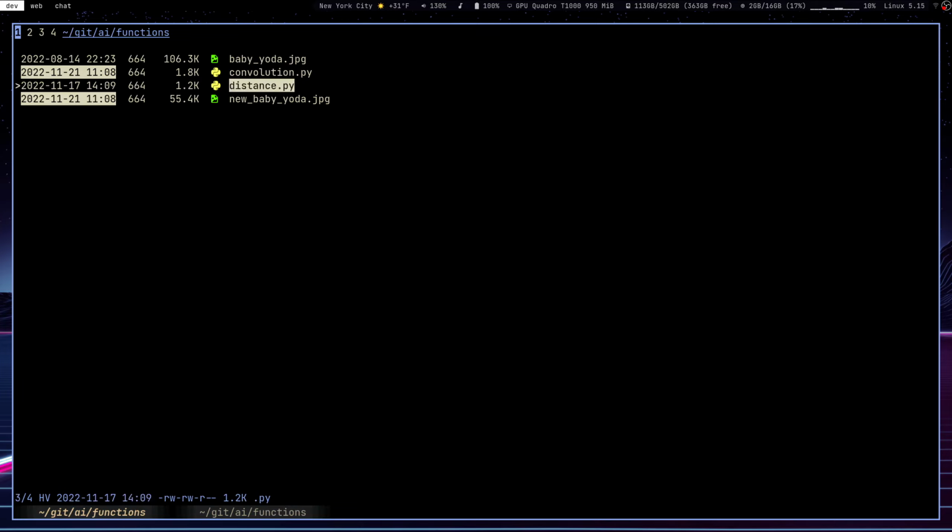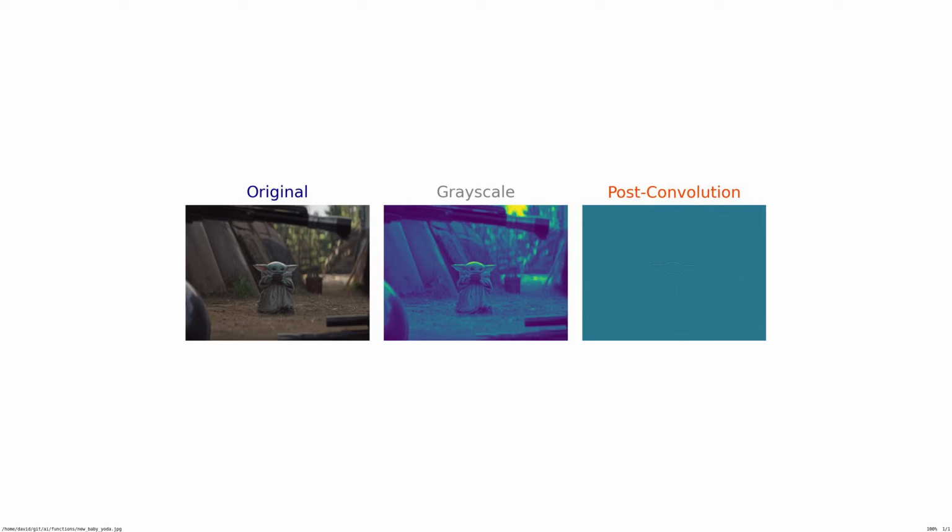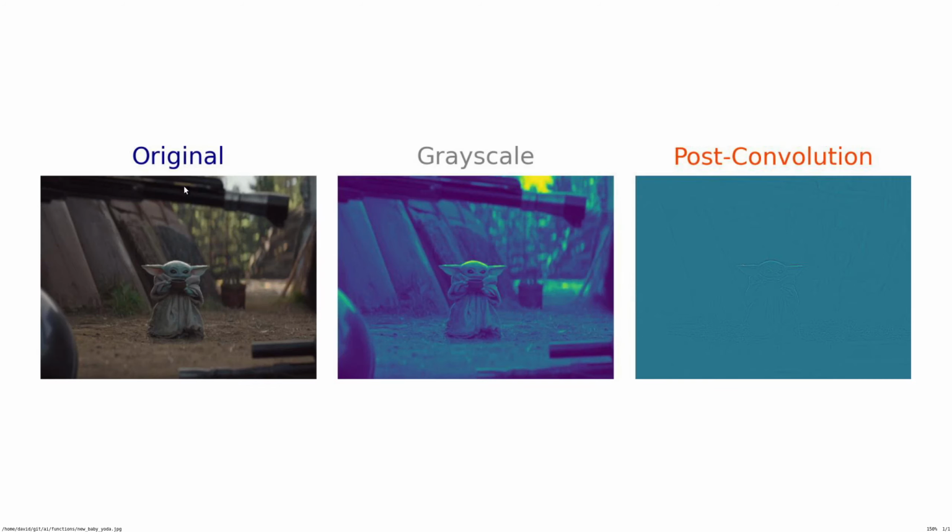All right, new Baby Yoda. Okay, there we go. We have the original picture right here. We converted this original picture to the grayscale representation. Okay, there we have the grayscale variant right here. And then we extracted features out of this grayscale picture, using the 2D convolution, and you can see the features right here.